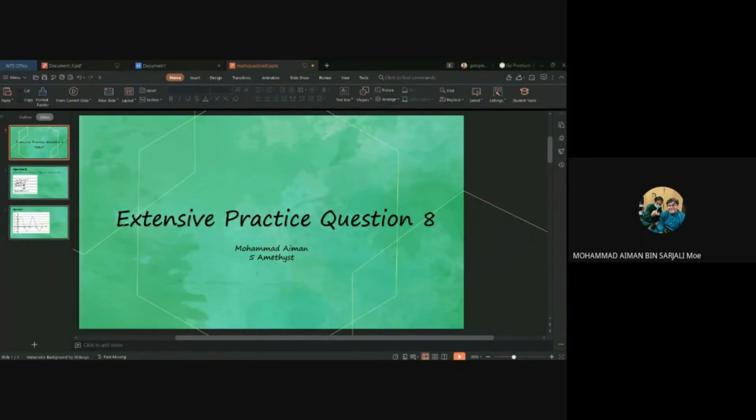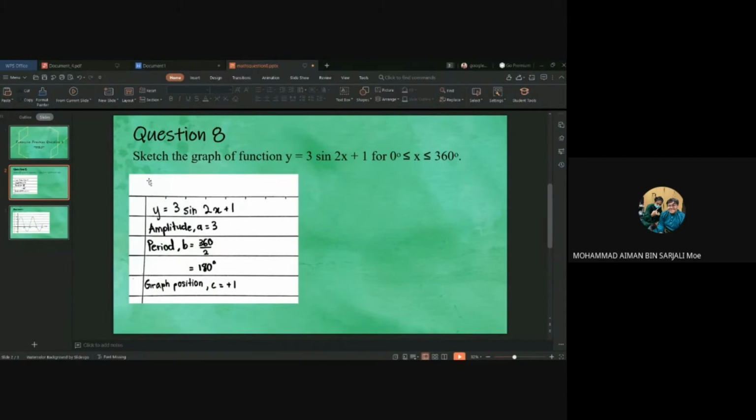So today I'm going to explain question number 8. The question is, very simple, sketch the graph of the function y equals 3 sin 2x plus 1 for 0 degrees less than or equal to x, and x less than or equal to 360 degrees. First of all, from this function, we have to list down three things: the amplitude, the period, and the graph position.